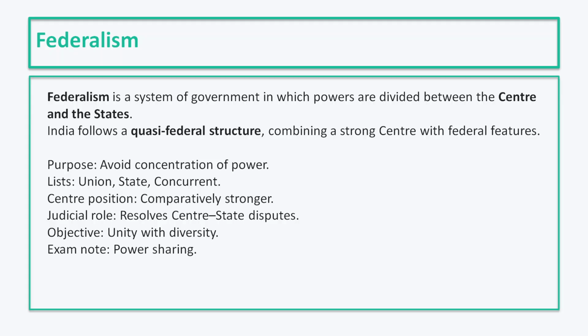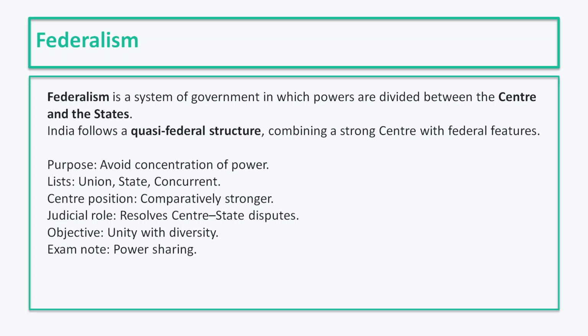Some subjects are of national importance, so they are given to the center. Some are of local importance, so they are given to the states. And some subjects need cooperation between both of them, so both can make laws on them. An important point to remember is that the judiciary plays a key role in maintaining federal balance. Whenever there is a dispute between the central and the state government, courts step in to resolve it.